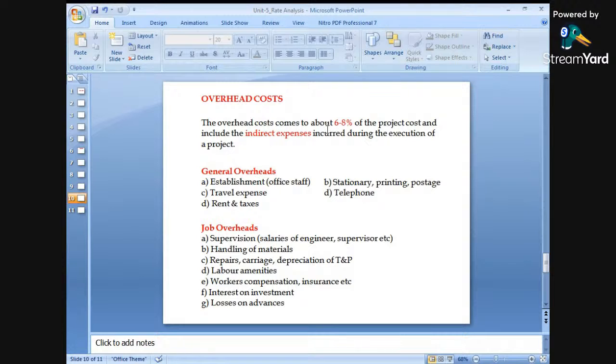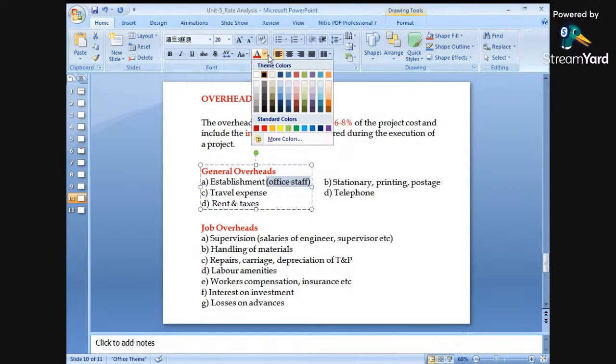At what extent can we take it? We can take up to 6 to 8% as indirect expenses to be added under the head of overhead cost. What will be in general overheads? General overhead will have the establishment charges, that is the office staff. Various office staff will also be required.